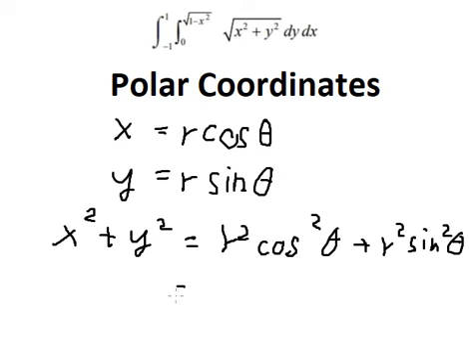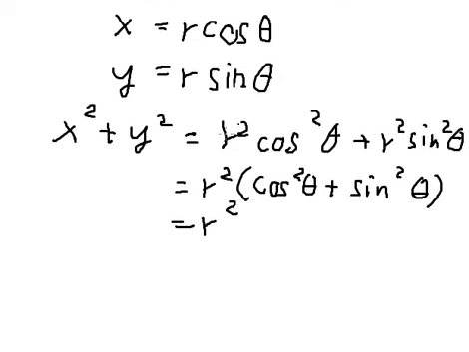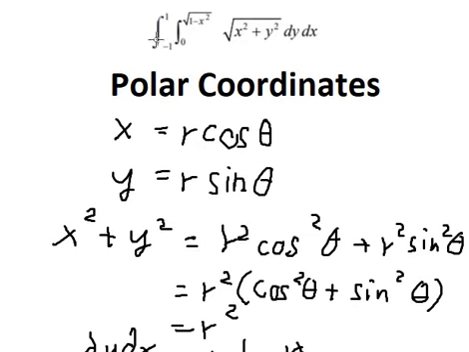We can do factorization. This one we got r squared. So the next one, dy dx, we need to change for r dr d theta. Next, we go to the bounds in here.